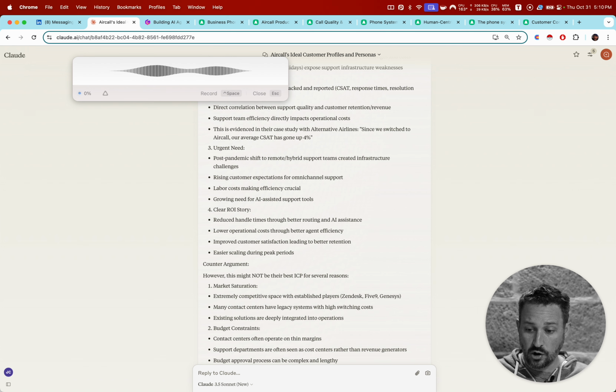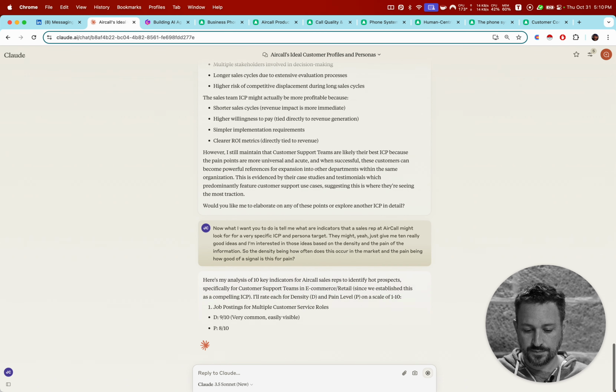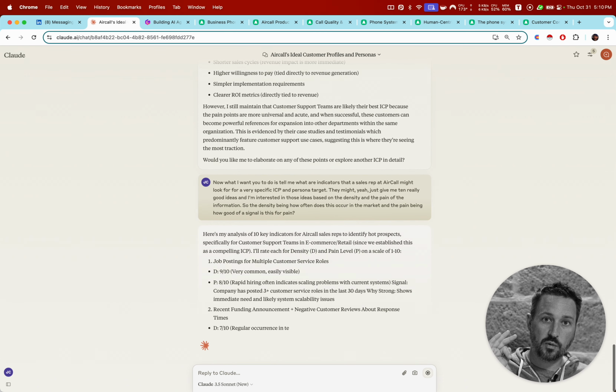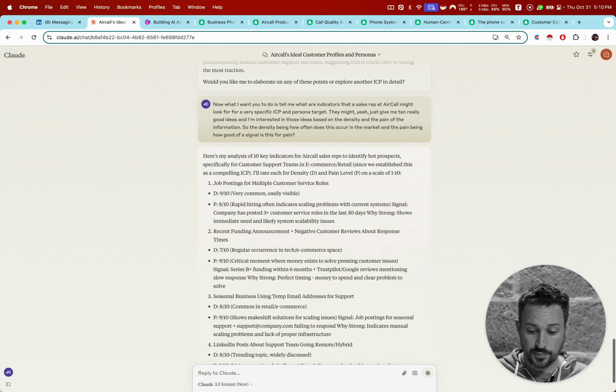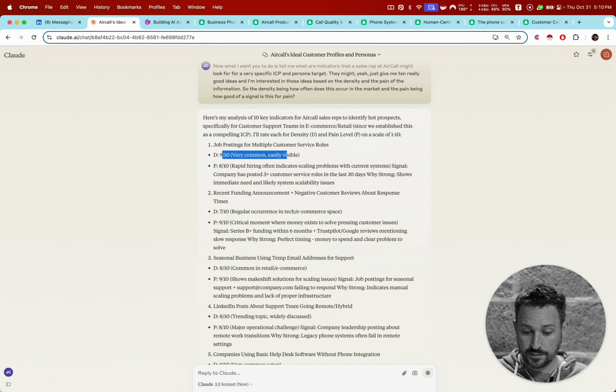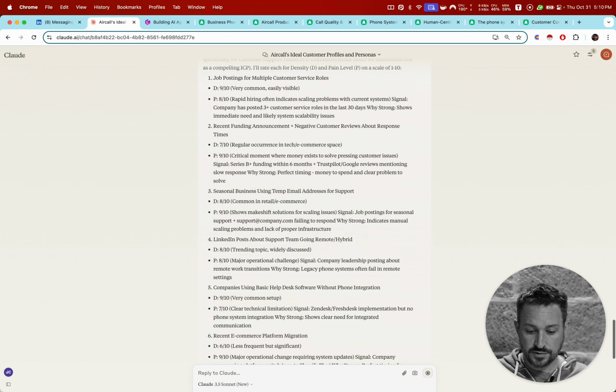Great. So all we're going to do now is, again, get the model to start being familiar with AirCall and what they do. And we really want to think about what are the research steps that are important. So let's talk about these. Job postings, multiple, very common, easily visible. Rapid hiring, great, makes sense. Seasonal business using temp email address for support.